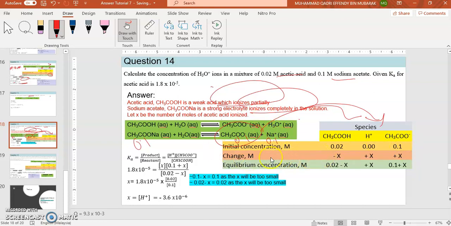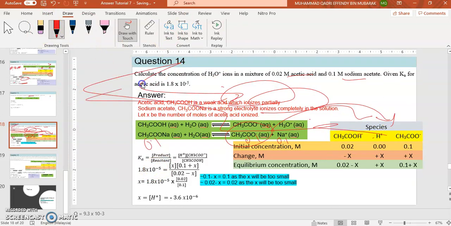For the change, the acid will be reduced by minus x, so your H plus will be increased by plus x, and acetate plus x. At equilibrium we have 0.02 minus x, x, and 0.1 plus x. So here is the relationship that we need to know. This is about the common ion. And then again, Ka equals the product over the reactant. Our products here are the concentration of H plus and also acetate ion, over the reactant, which is the acetic acid.